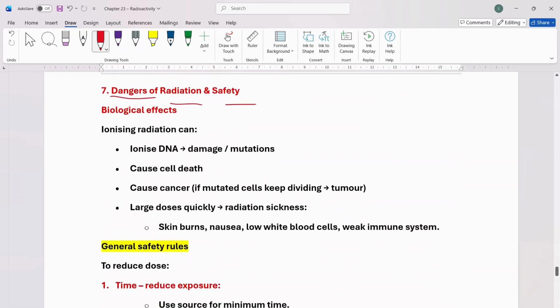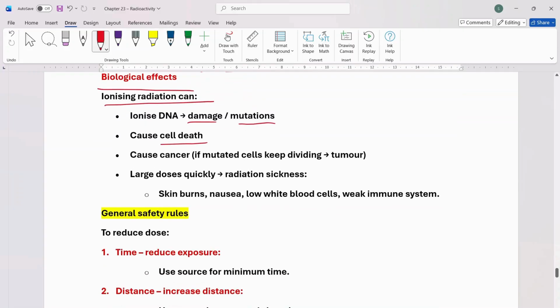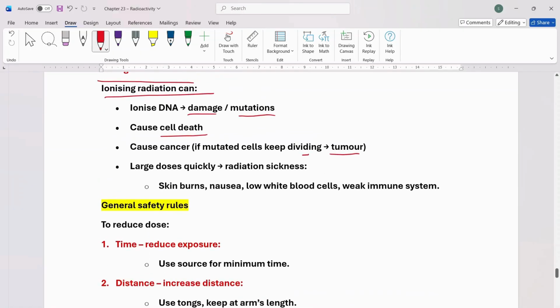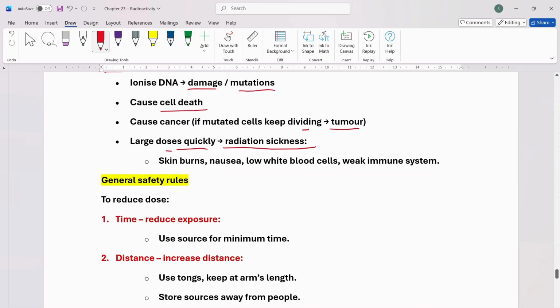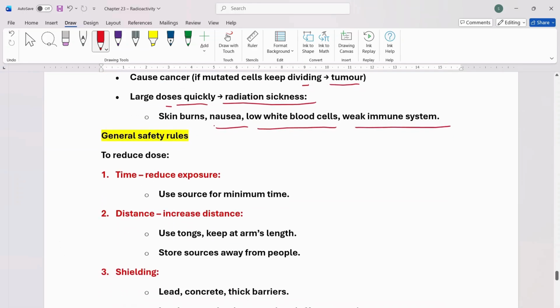Dangers of radiation and safety. Biological effects: ionizing radiation can ionize DNA, damage and mutation can occur, cause cell death, cause cancer. If a mutated cell keeps dividing, it turns into a tumor. Large doses quickly cause radiation sickness: skin burns, nausea, low white blood cells, a weak immune system.